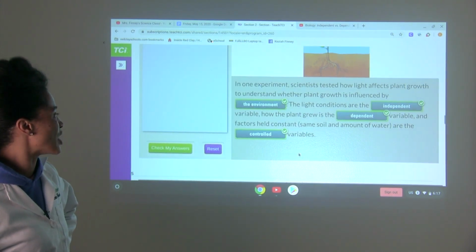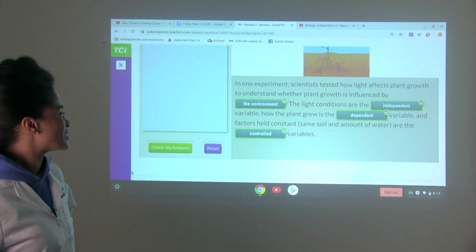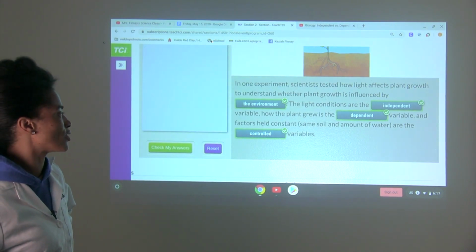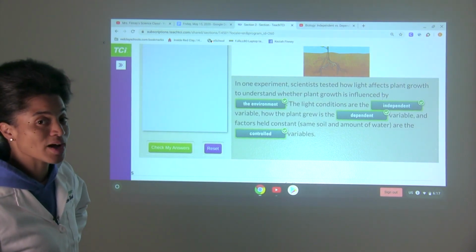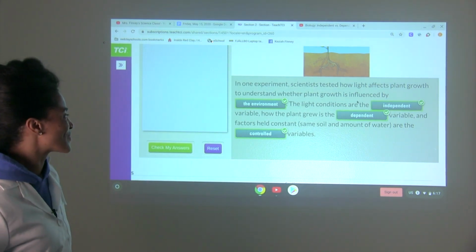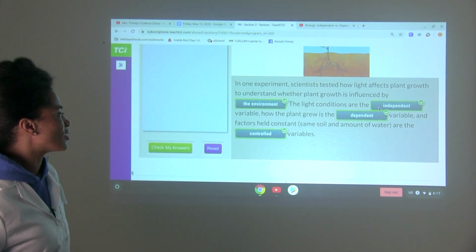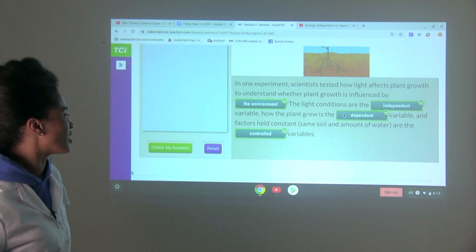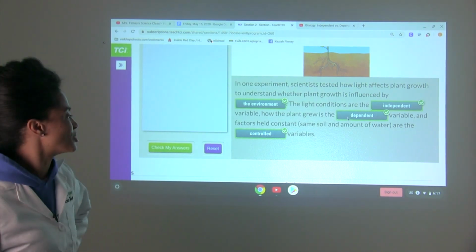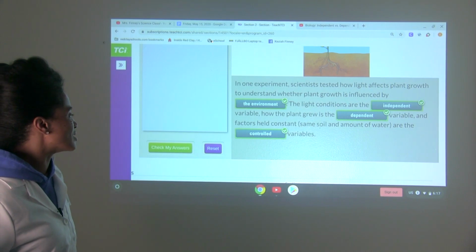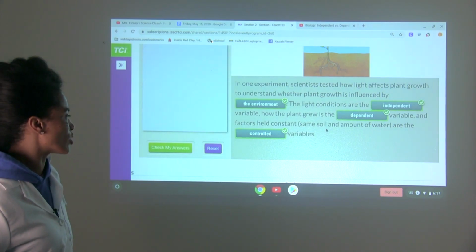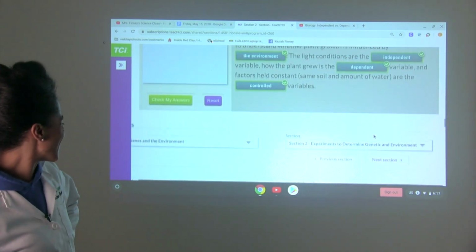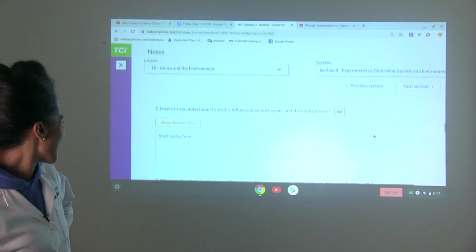Here's our sentence. In one experiment, scientists tested how light affects plant growth to understand whether plant growth is influenced by the environment. The light conditions are the independent variable. How the plant grew is the dependent variable. And factors held constant, same soil and amount of water, are the controlled variables. Nice work.